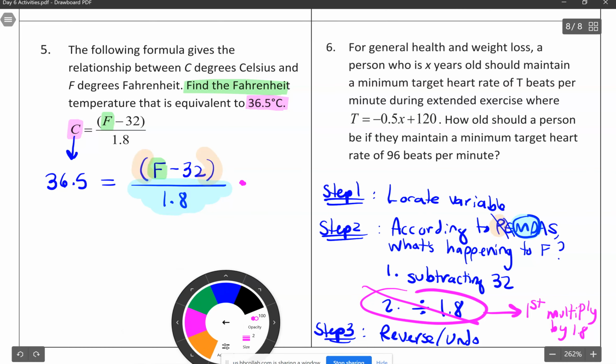So I have to multiply this side by 1.8. See how that multiplying is going to get rid of the dividing? So it gets rid of the fraction bar. That's what the multiplying does. And the 1.8 cancels out the 1.8. So put this in your calculator.